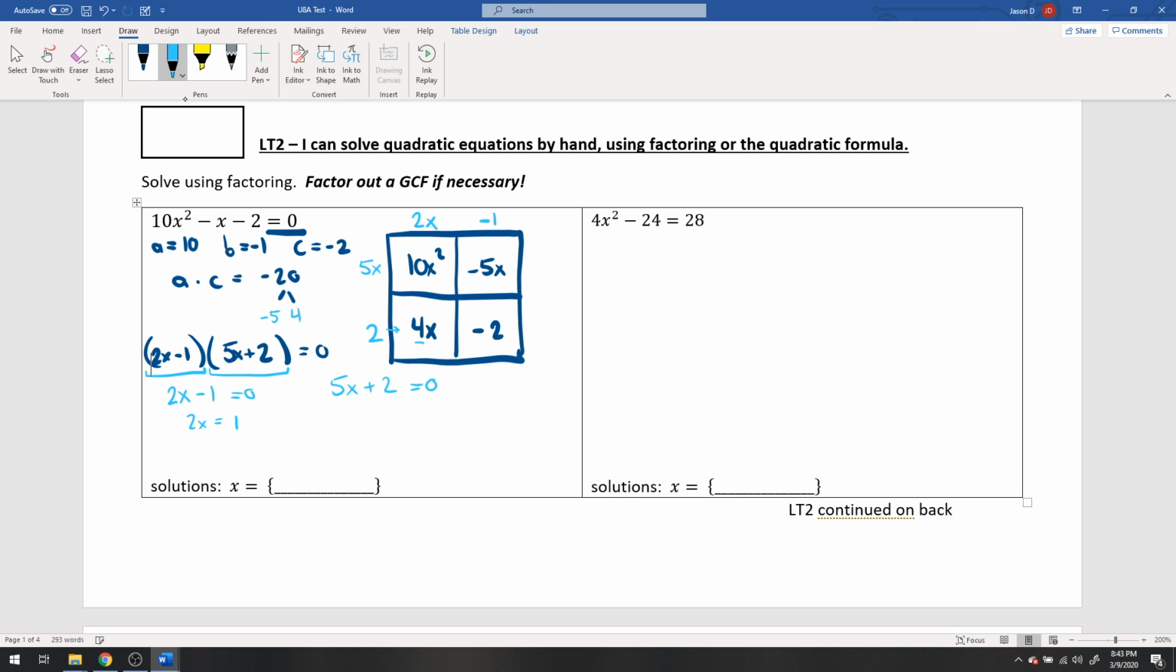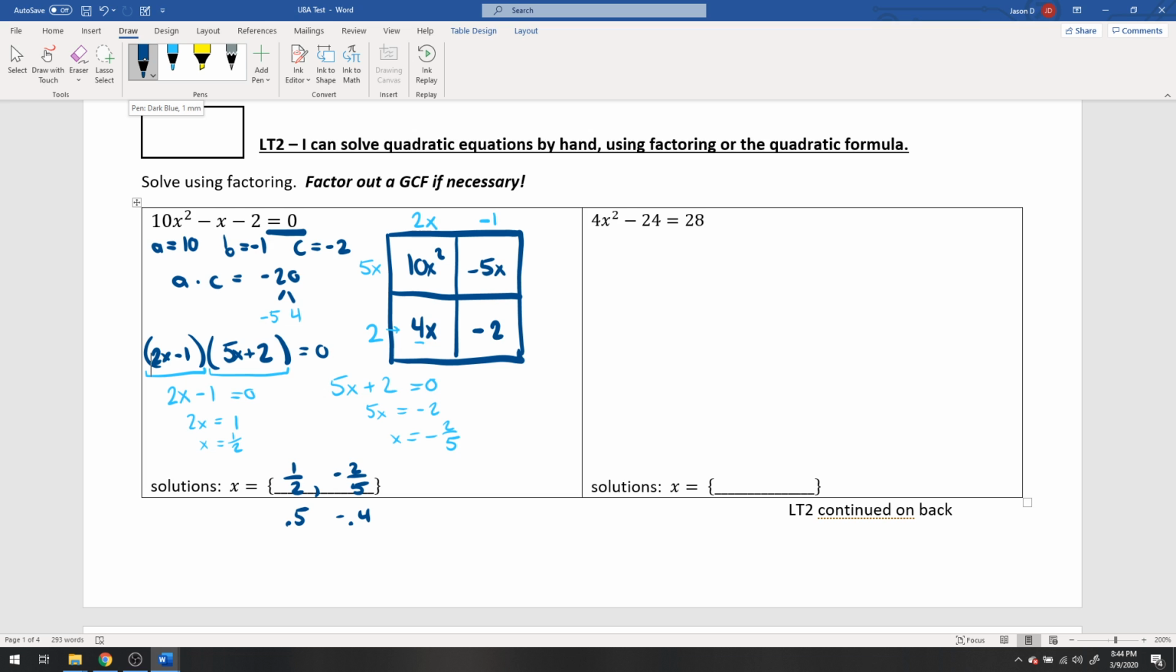2x equals positive 1, and so x is equal to 1/2. That's one of your two options for solutions, is 1/2. And then the other solution will result from 5x plus 2 equals 0. You just subtract 2 from both sides and divide by 5, giving us x equals -2/5. I would have also accepted decimal answers, by the way, if you had given me 0.5 and -0.4. Those are equally good solutions.